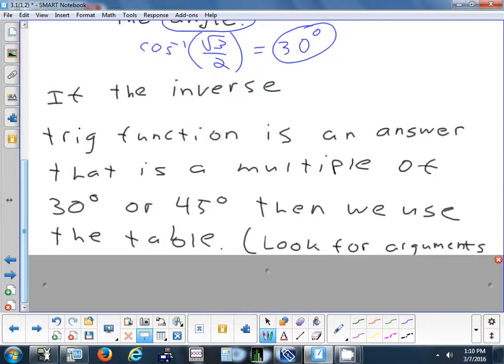Now, the problem is, how are you going to know if the answer is a multiple of 30 or 45? Okay, that's the question I'm asking you. You're not going to know the answer before you do the problem. So, I'm just going to show you an example, and I'll come back to this.